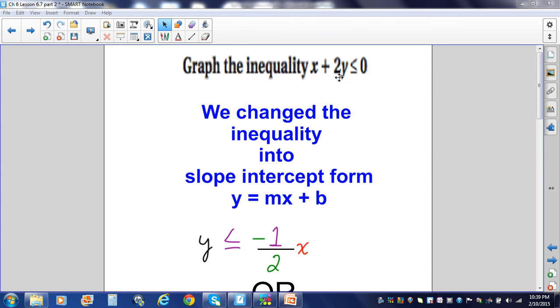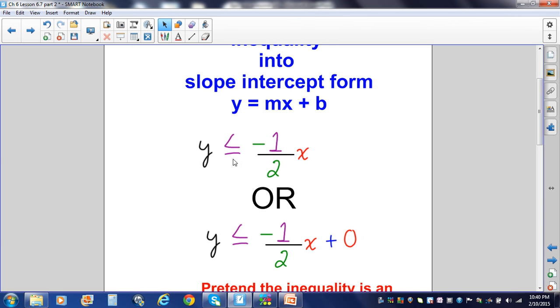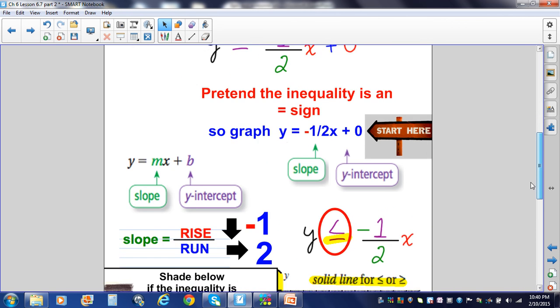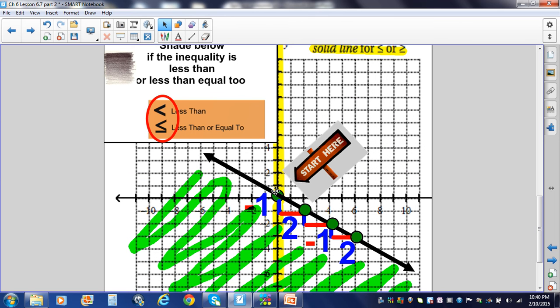Remember, our inequality was written in standard form, and we changed it into slope-intercept form, which is y = mx + b. So you could say that the new inequality is y ≤ -1/2 x, or you can say y ≤ -1/2 x + 0. We really don't have to write the plus 0 because that's going to be our y-intercept. So we'll pretend that the inequality is an equal sign, and our y-intercept is going to be 0. That's where we're going to start. So I'm going to start right here at the origin.